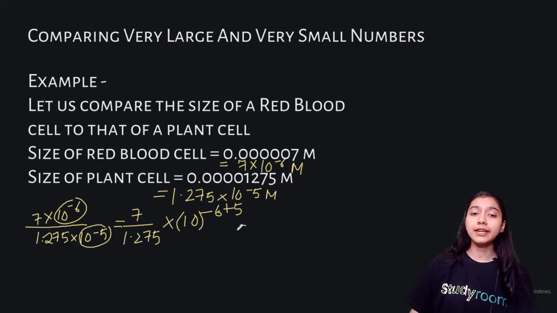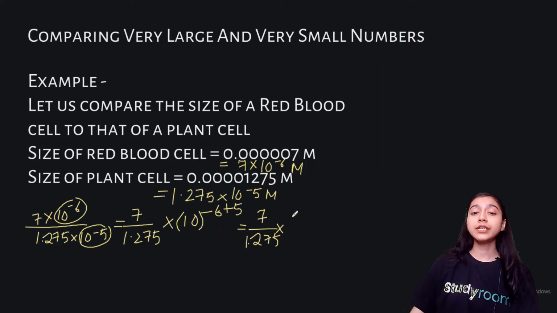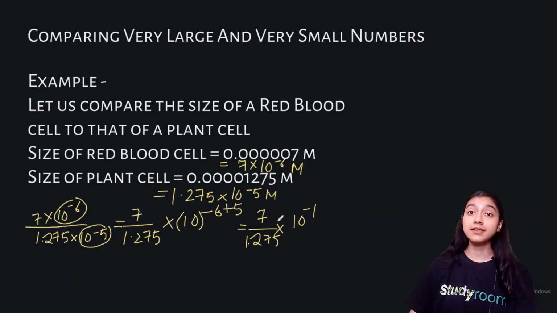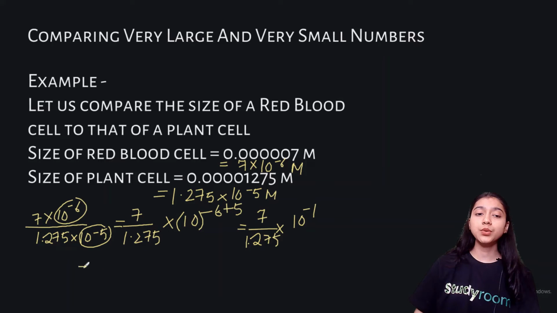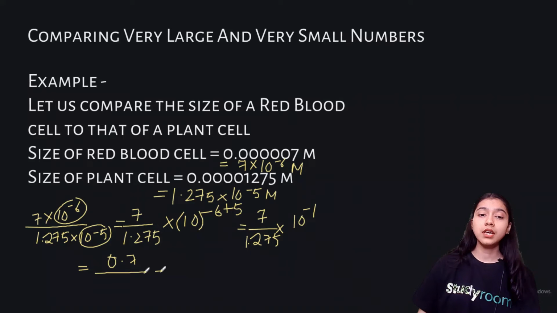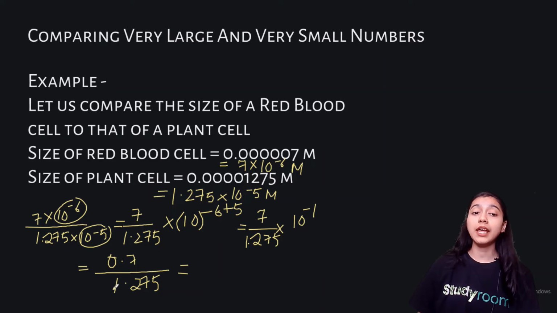So here we will be getting 7 divided by 1.275 multiplied with 10 to the power of minus 1, because minus 6 plus 5 gives minus 1, which is equal to 0.7 divided by 1.275, because 7 multiplied by 10 to the power minus 1 is 0.7. Now when we divide these two quantities, 0.7 by 1.275, this is approximately equal to 0.5, which is also written as half.